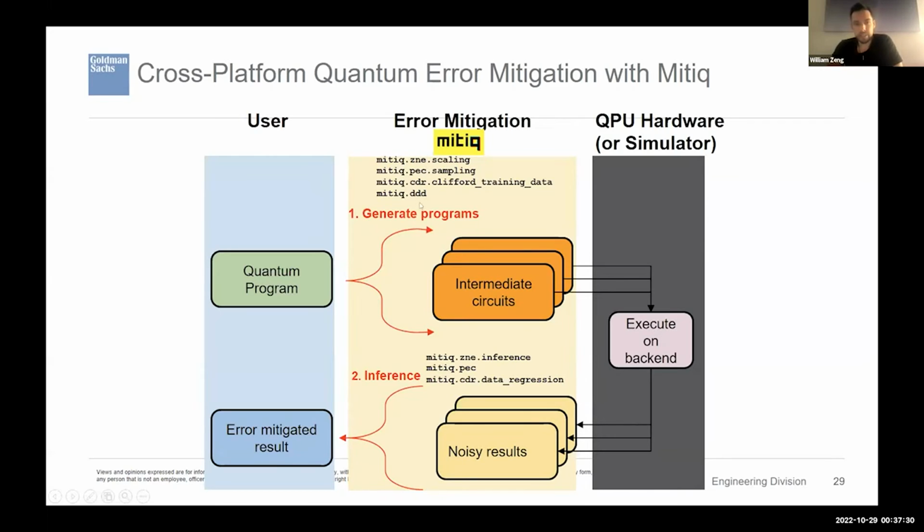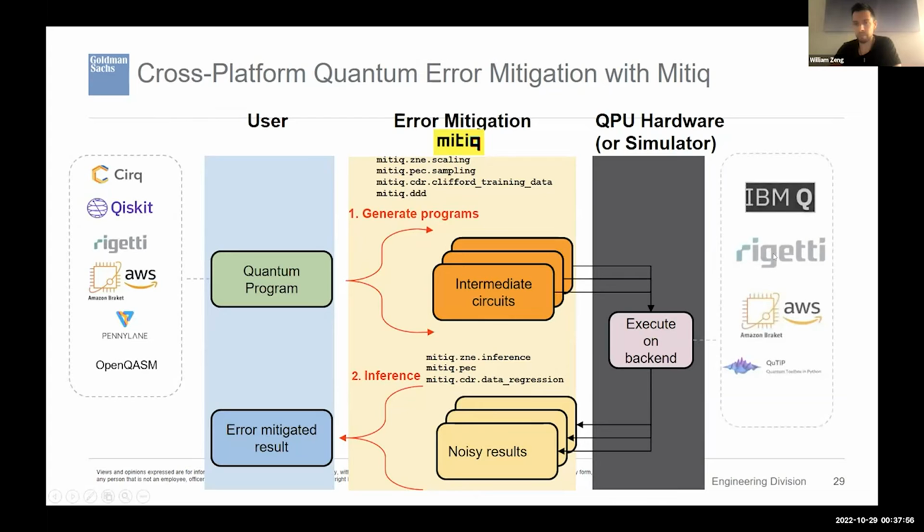And in Mitiq, there's sort of a slew of different techniques. We're adding new ones. I'll talk a little bit about zero noise extrapolation and probabilistic error cancellation, which is the quasi-probability method that Sergey Bravyi was talking about. There's also Clifford data regression, and there's something called digital dynamical decoupling, which is a gate level version of dynamical decoupling that doesn't have an inference step. It just changes the circuit.